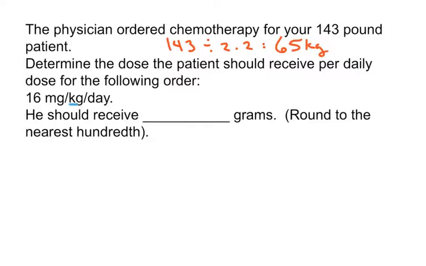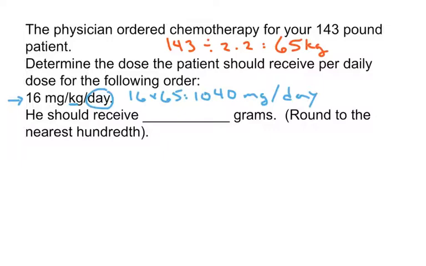Okay? The second step is you're going to take this part right here to find out what his dose is. So his dose is going to be 16 milligrams per kilogram per day. So I'm going to multiply the 16 times his weight, and I get 1040 milligrams per day. If it says per day at the end, you should write per day. If it says per dose, you should always write per dose.